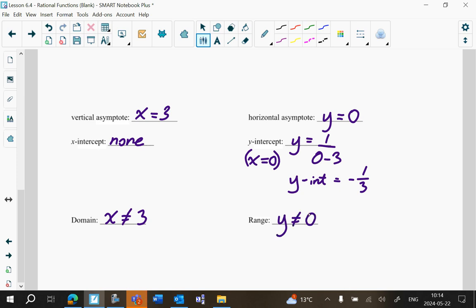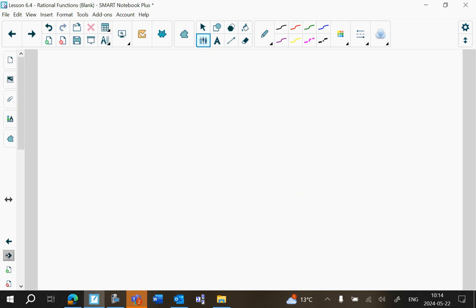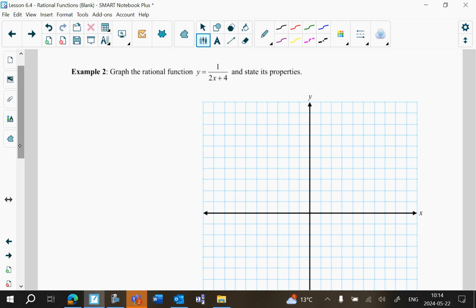Okay, one more we'll look at. 1 over 2x plus 4. So again, and I'm going to go a little bit shorthand now, horizontal asymptote. Get that one first. Y equals 0, or the x-axis.